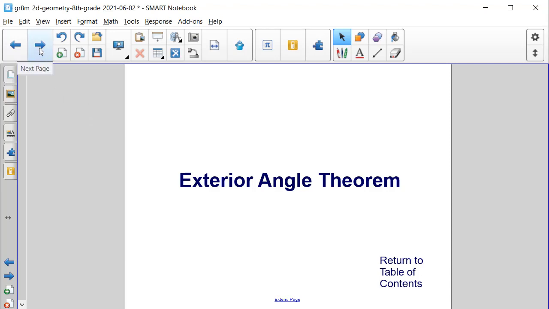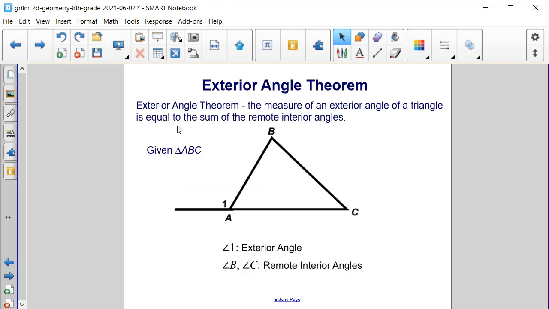Exterior angle theorem. The exterior angle theorem states that the measure of an exterior angle of a triangle is equal to the sum of the remote interior angles, or the angles that are not directly next to one another. So angle 1 is that exterior angle, and angle B and angle C are those remote interior angles.